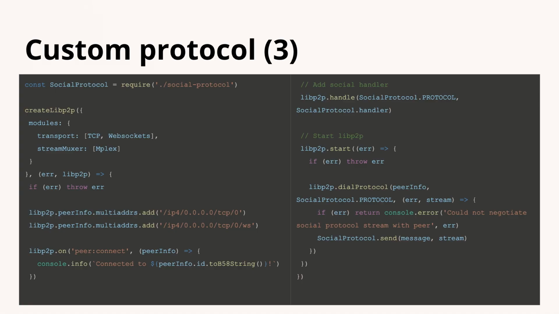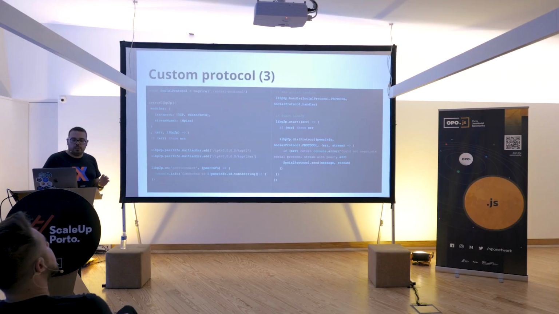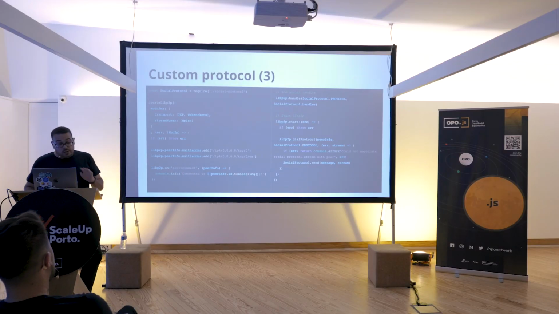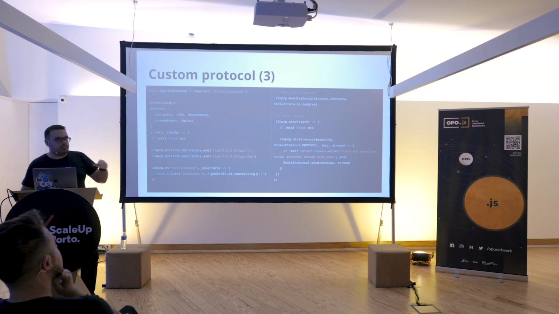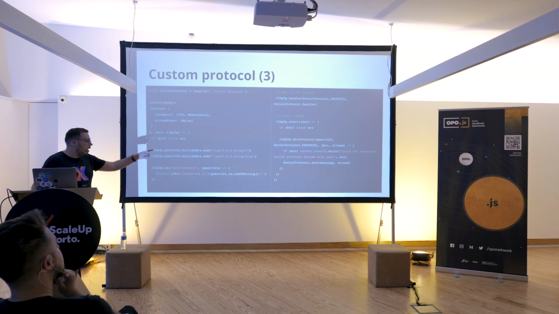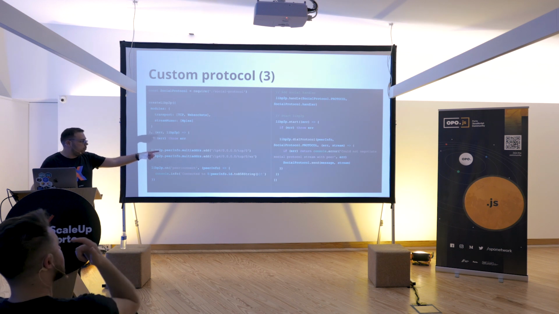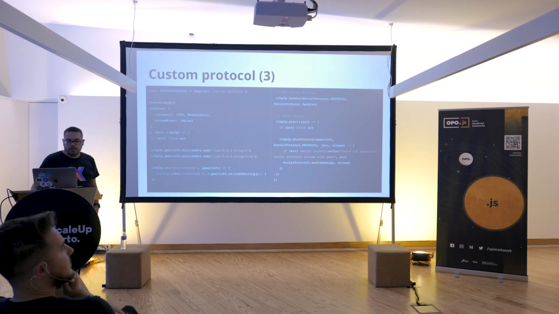To integrate this with our previous code base, we basically need to tell libp2p, okay, every time you receive communications from this social protocol, just use my handler. And for you to send data, you can do it differently, but the easiest way of explaining is that you can dial a peer through a protocol and you'll receive the stream. That is that small wire that I told you about inside connections. And with that stream, you are able to send the message.